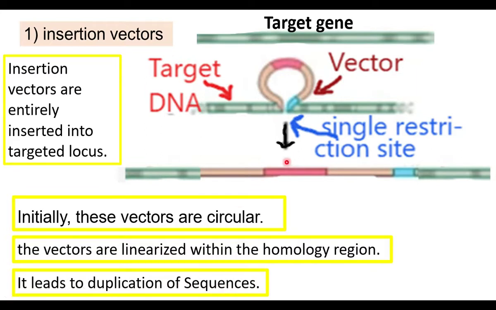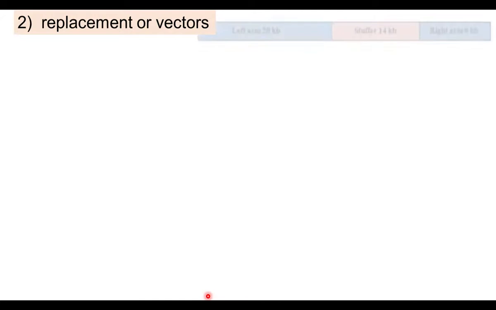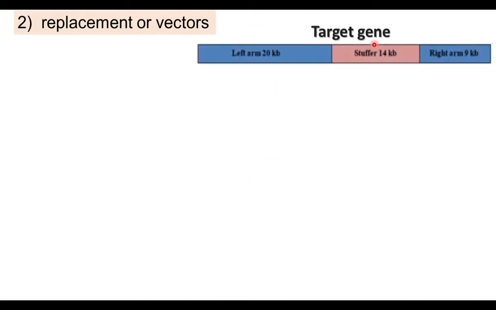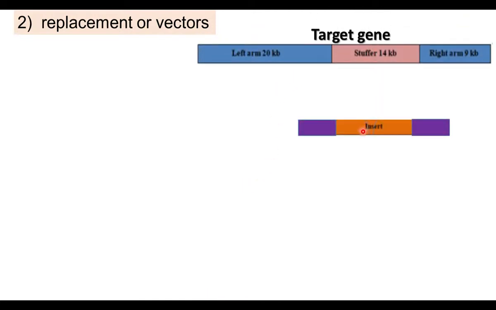The vector is linearized within the homology region. So some regions are repeated, duplicated. This duplication stops the functioning of gene. So we can understand its effect. This is target gene. This is vector. And this is the homology region between target gene and vector.